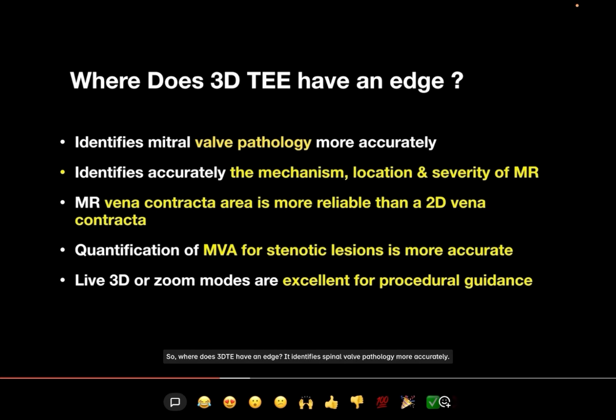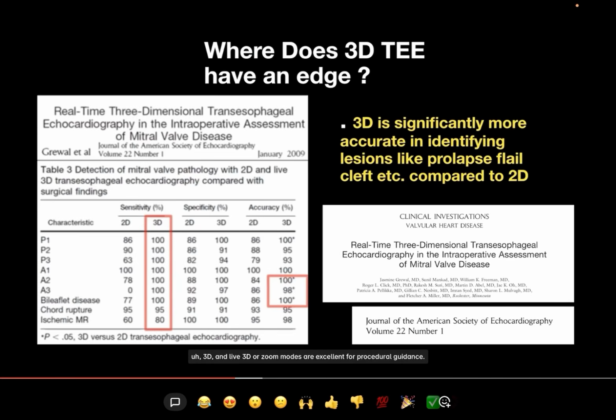So where does 3D have an edge? It identifies mitral valve pathology more accurately. It's possible to accurately identify the mechanism, location, and severity of MR using 3D. 3D vena contracta area is more reliable than a 2D vena contracta, and quantification of mitral valve area for stenotic lesions is more accurate with 3D, and live 3D or zoom modes are excellent for procedural guidance.